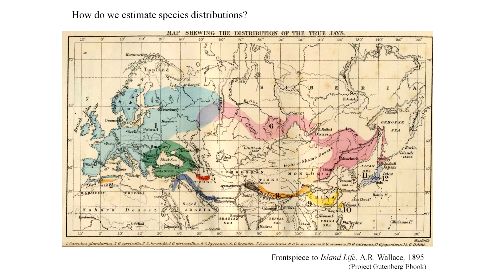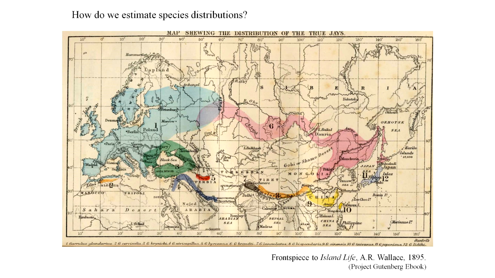So how do we estimate distributions? We often want to know something about a species' distribution, right? I just picked this from right at the start of Alfred Russel Wallace's Island Life book from 1895. Fantastic maps like this. I hope it comes out reasonably clearly.